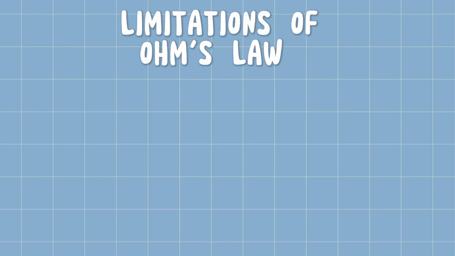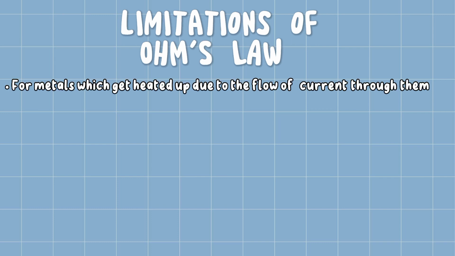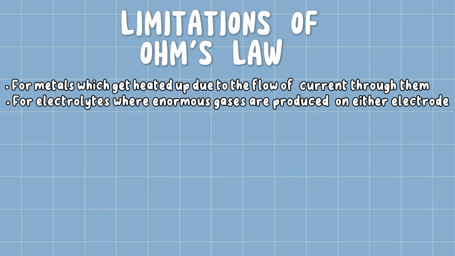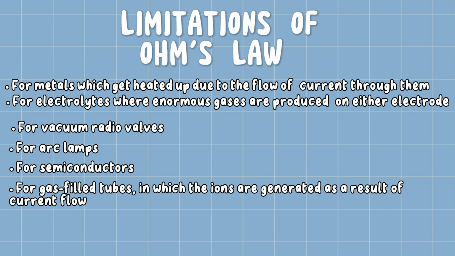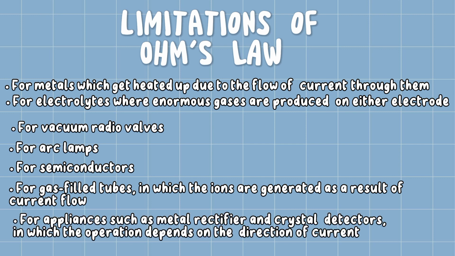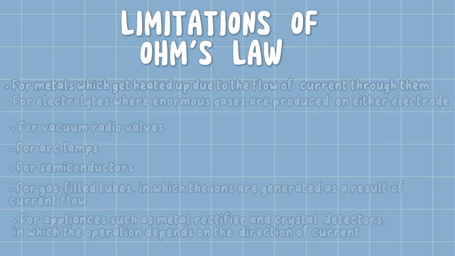There are limitations of Ohm's law. Ohm's law is not applicable to the following: metals which get heated up due to the flow of current through them, electrolytes where enormous gases are produced on either electrode, vacuum radio valves, arc lamps, semiconductors, gas-filled tubes in which the ions are generated as a result of current flow, and appliances such as metal rectifiers and crystal detectors, in which the operation depends on the direction of the current.